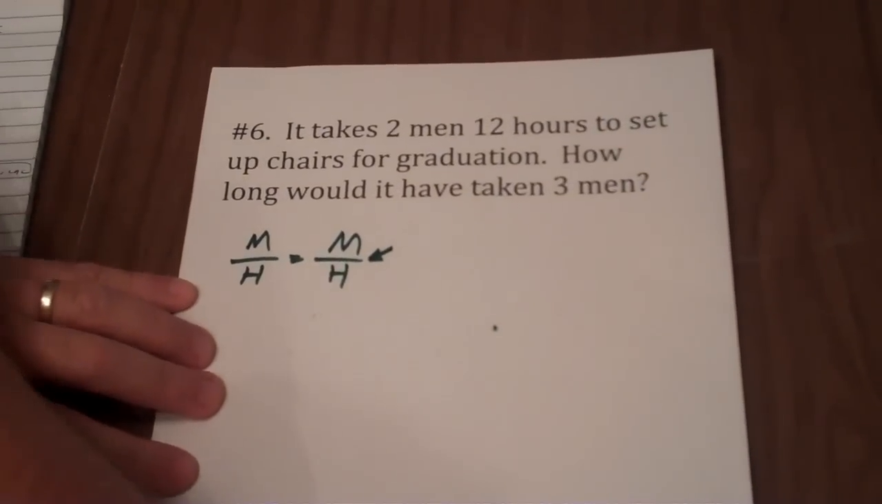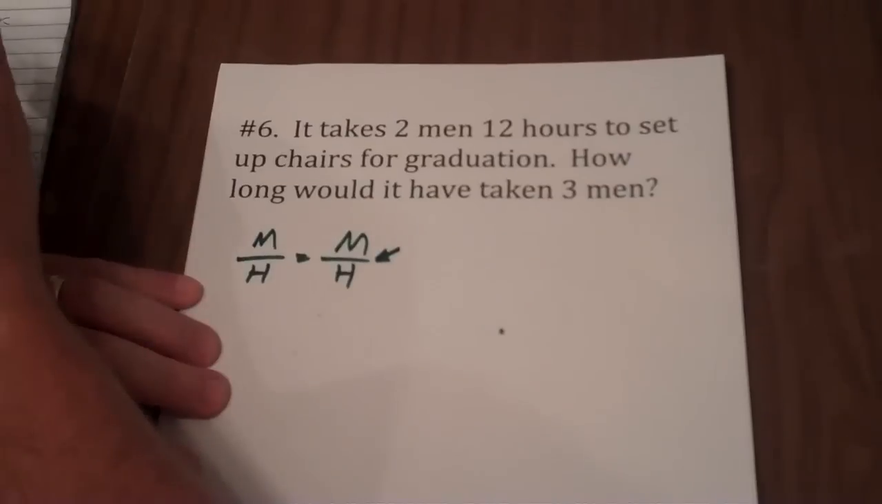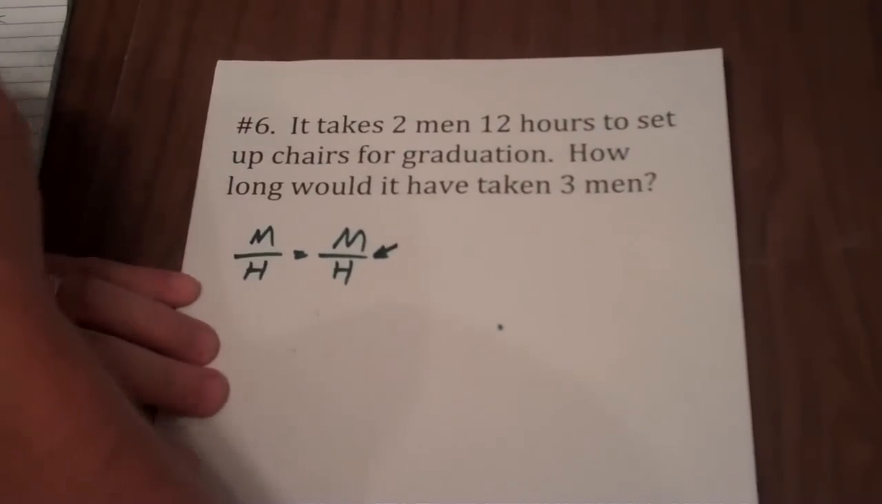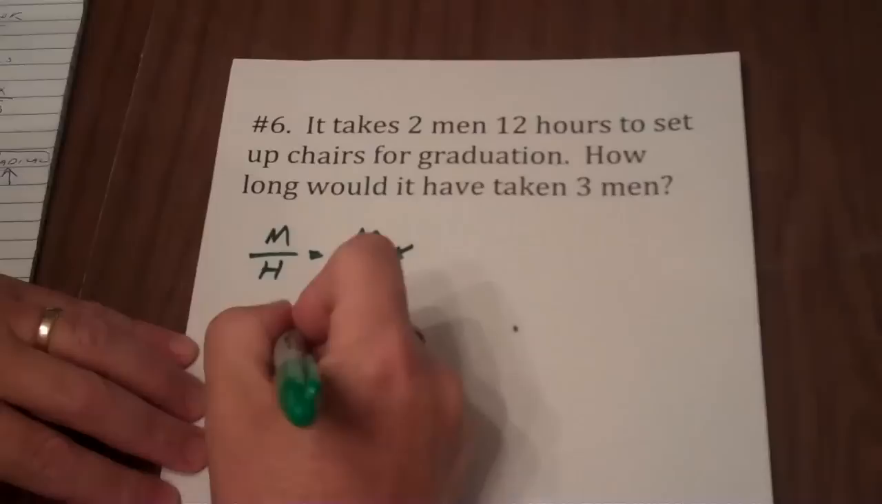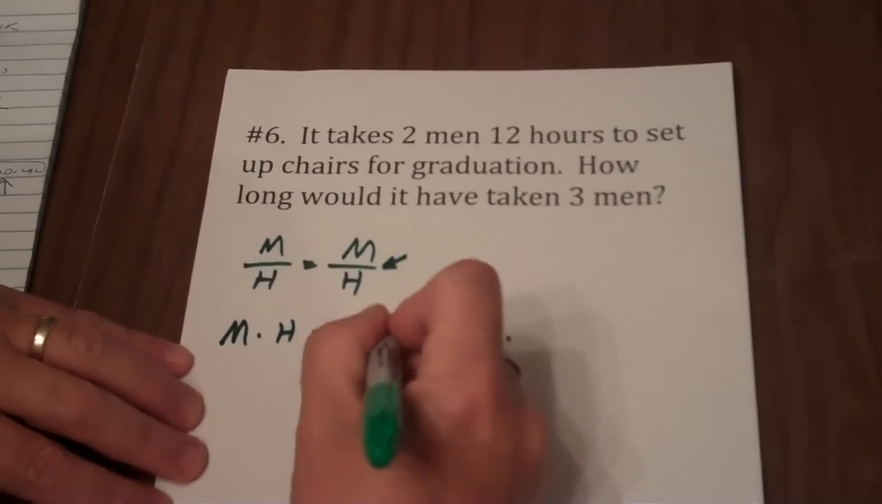Divide. And since this is an inverse, or the opposite, as one's going up, the other goes down, in this case, instead of division, what will we do? Multiply. So we'll take men times hours equals men times hours.